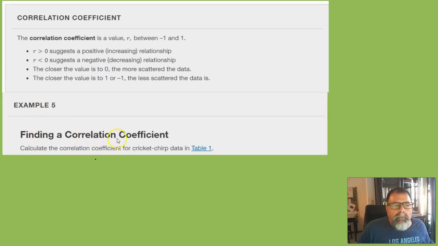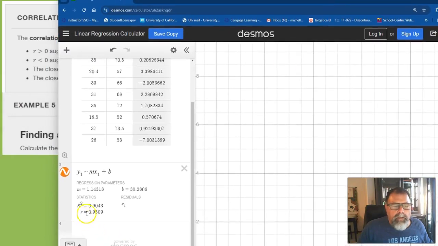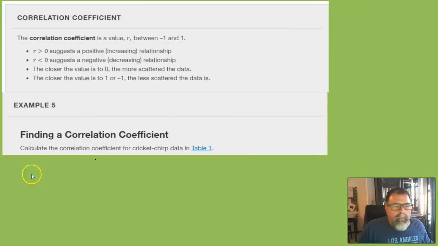Okay, example 5, finding a correlation coefficient. Calculate the correlation coefficient for the cricket chirp data, and again on Desmos, it's listed right here, 0.9509. So that suggests a strong positive linear relationship.